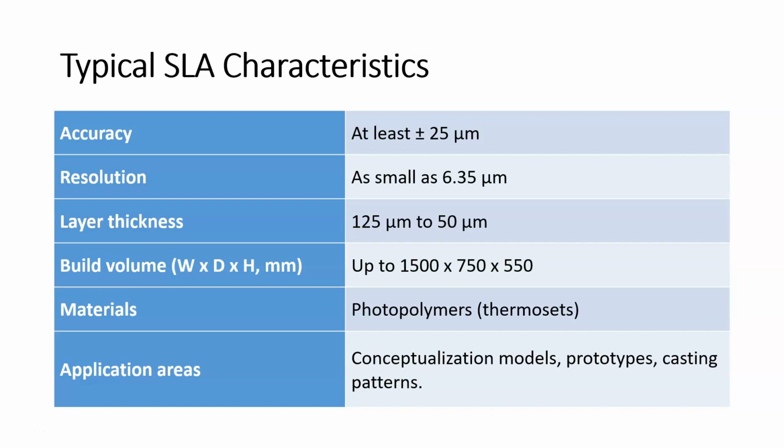The material, however, is still going to be photopolymers, thermosets, although there are a wide range of these types of photopolymers that have many different characteristics. And the application areas, because of the high resolution and the high accuracy, they're often used for conceptualization models where you really need finer details, prototypes, casting patterns, right? So these are some of the typical characteristics. They're often used for dental or medical models because of their high accuracy and high resolution.